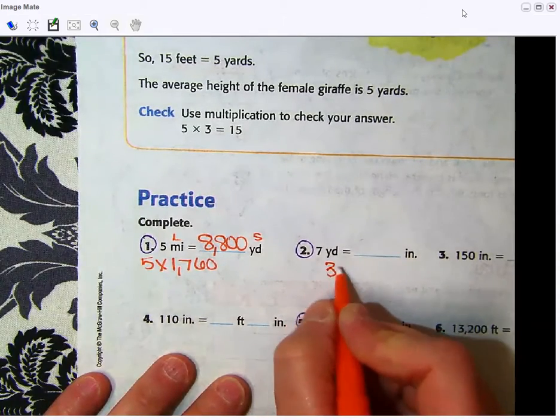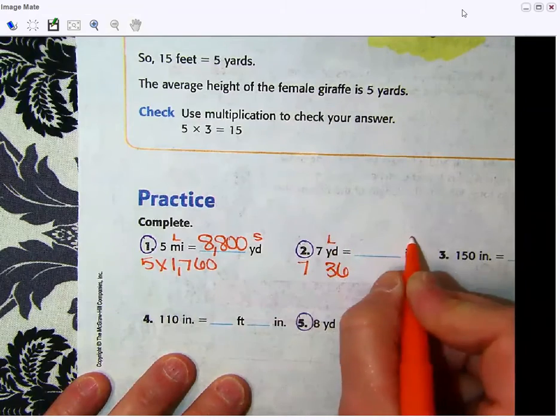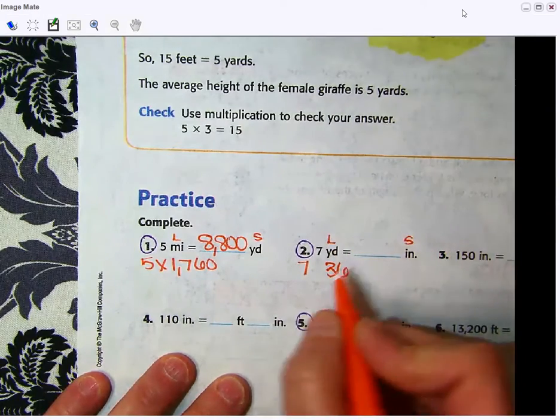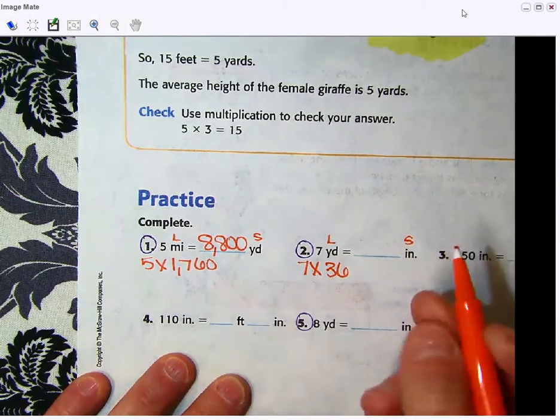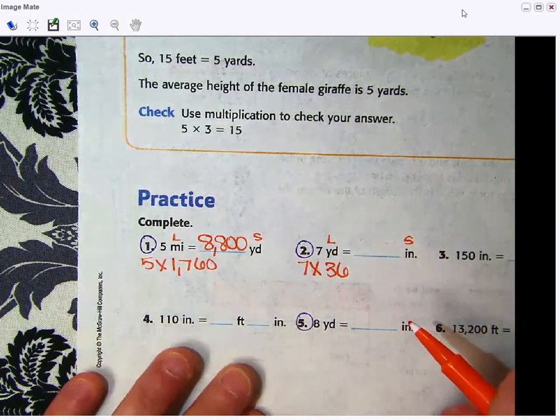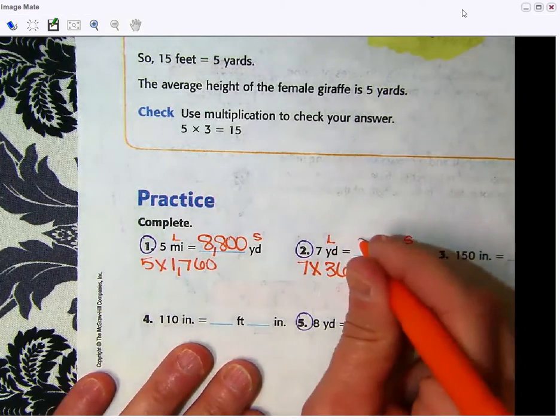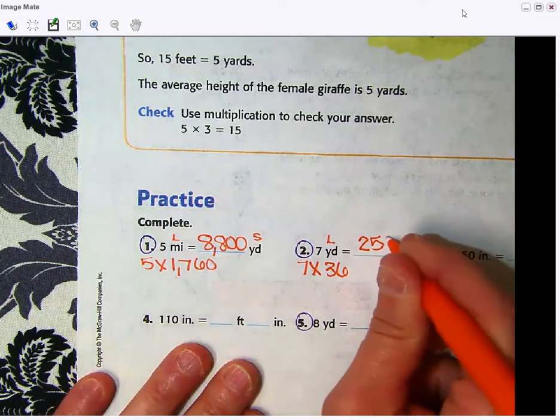Number 2, we're converting 7 yards into inches, and we know that there are 36 inches in 1 yard. So we have 7 yards, and again, we're going large to small. Let's study math, so we will multiply. Again, pause the video before you check your answer. And so when we multiply 7 times 36, we have 252 inches.